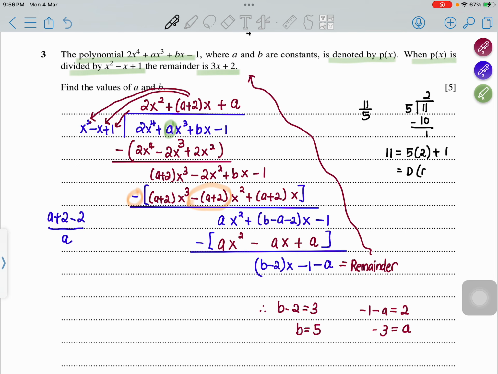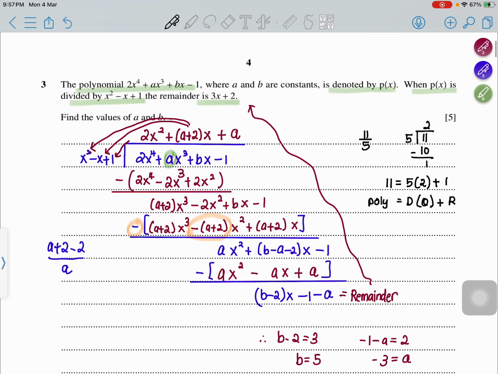This is my divisor, this is my quotient, and I add with my remainder. And that will give me my polynomial. So you use this idea to express your question now. So what can I do? 2x^4 + ax^3 + bx - 1 is equal to, okay, look at this.